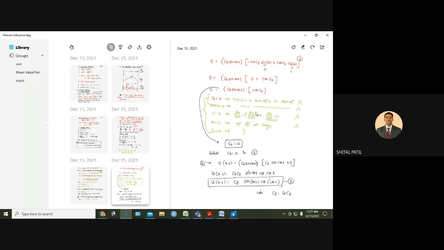M cannot be 0, or the general solution will change. Therefore, who should be 0? C4 should be 0. If C4 is 0, we don't have any problem. That we understood. Okay. So we substituted C4 equal to 0 in equation number 6.